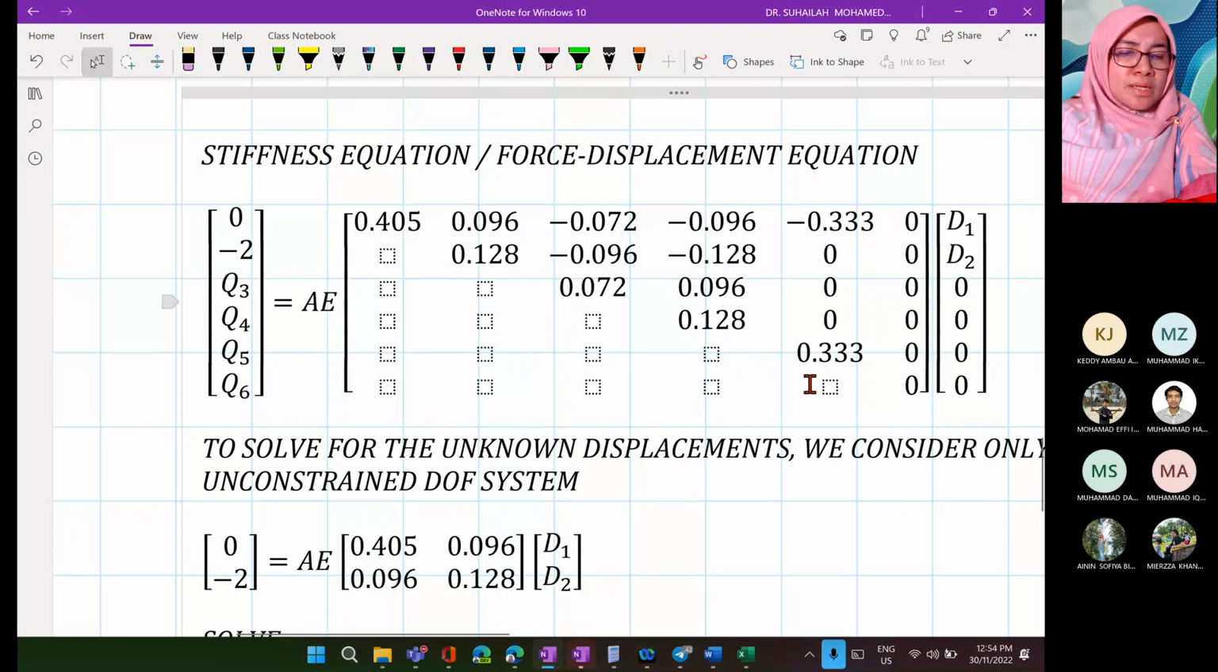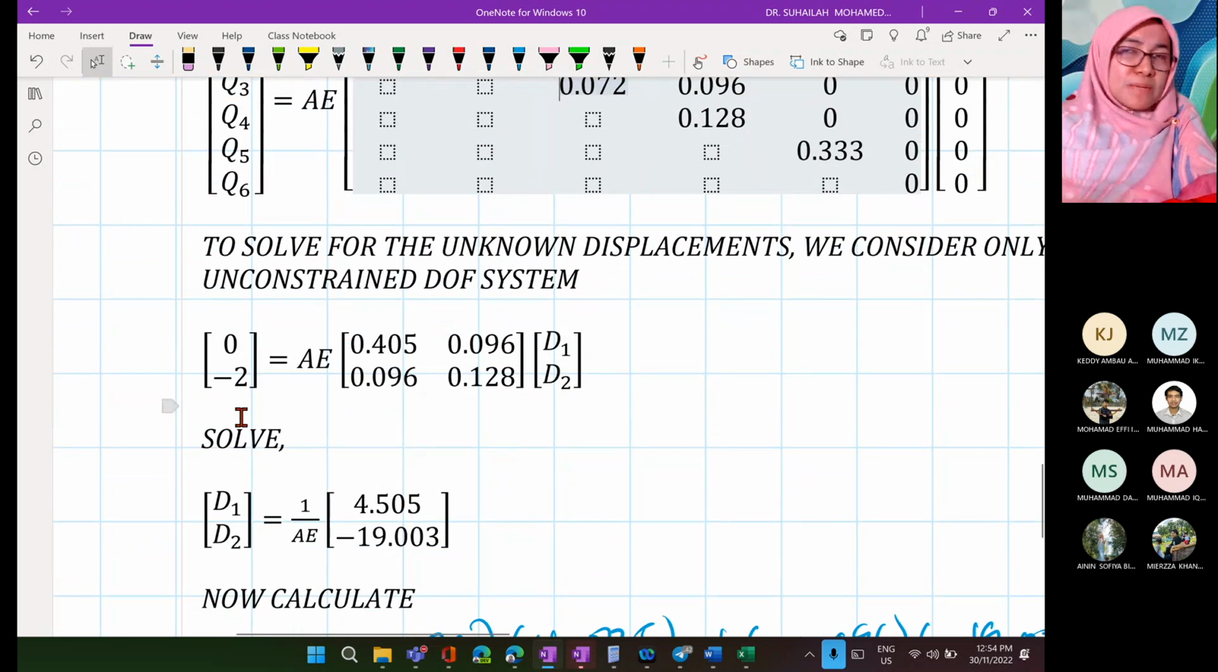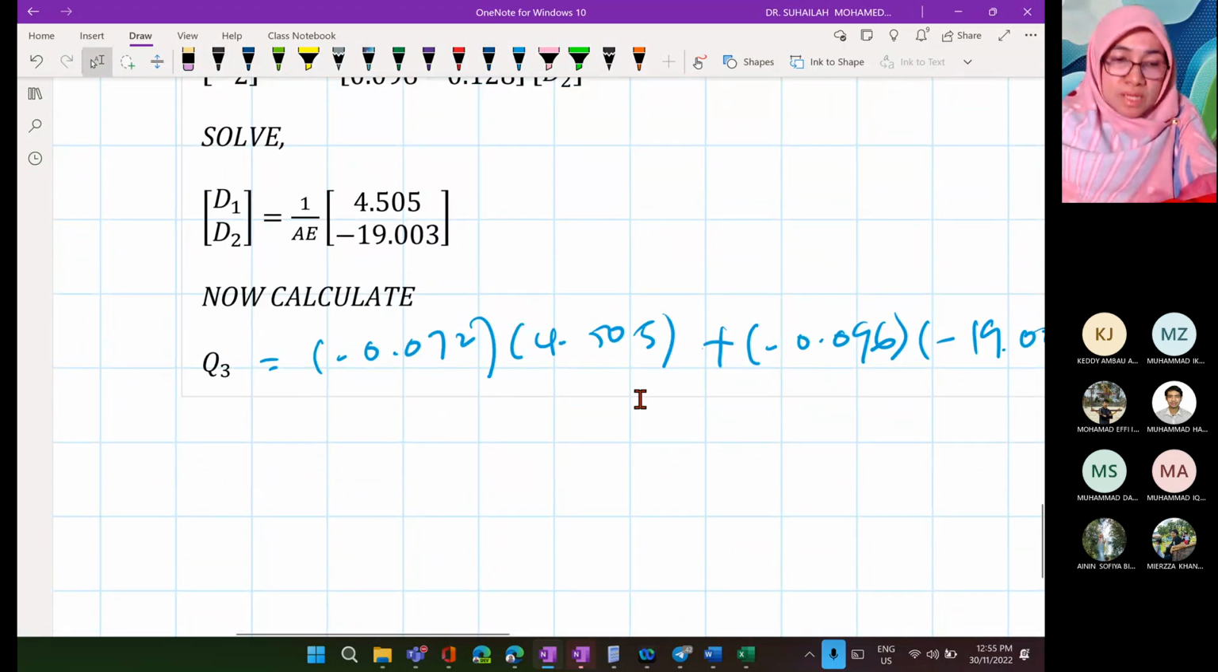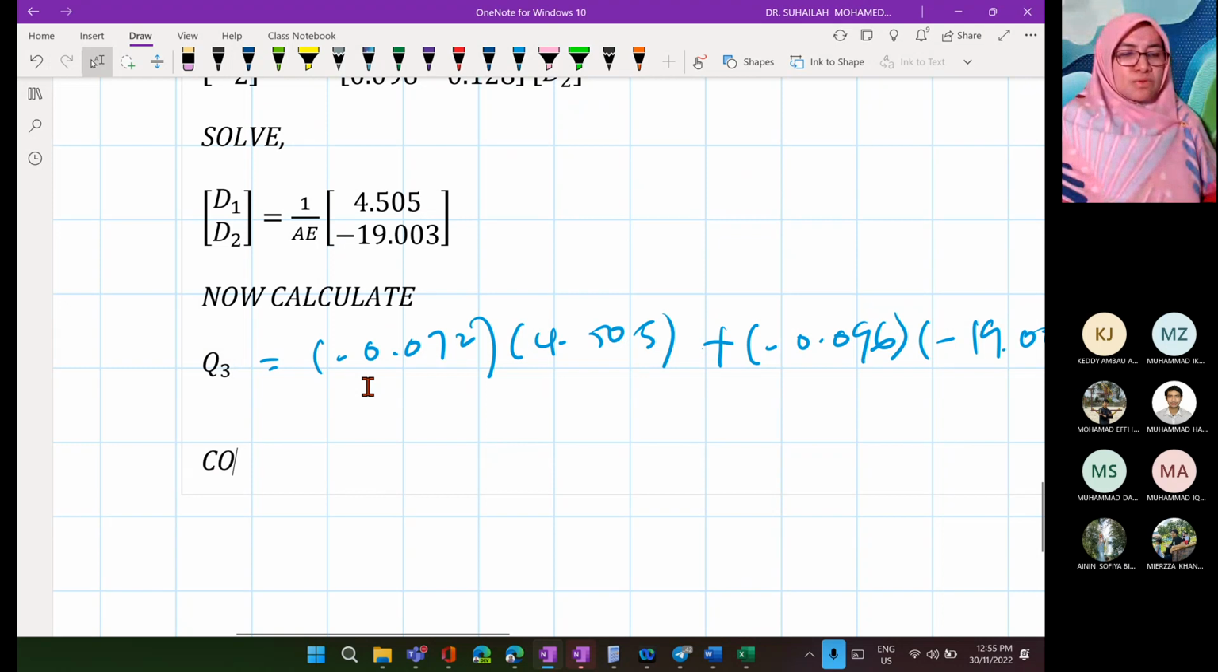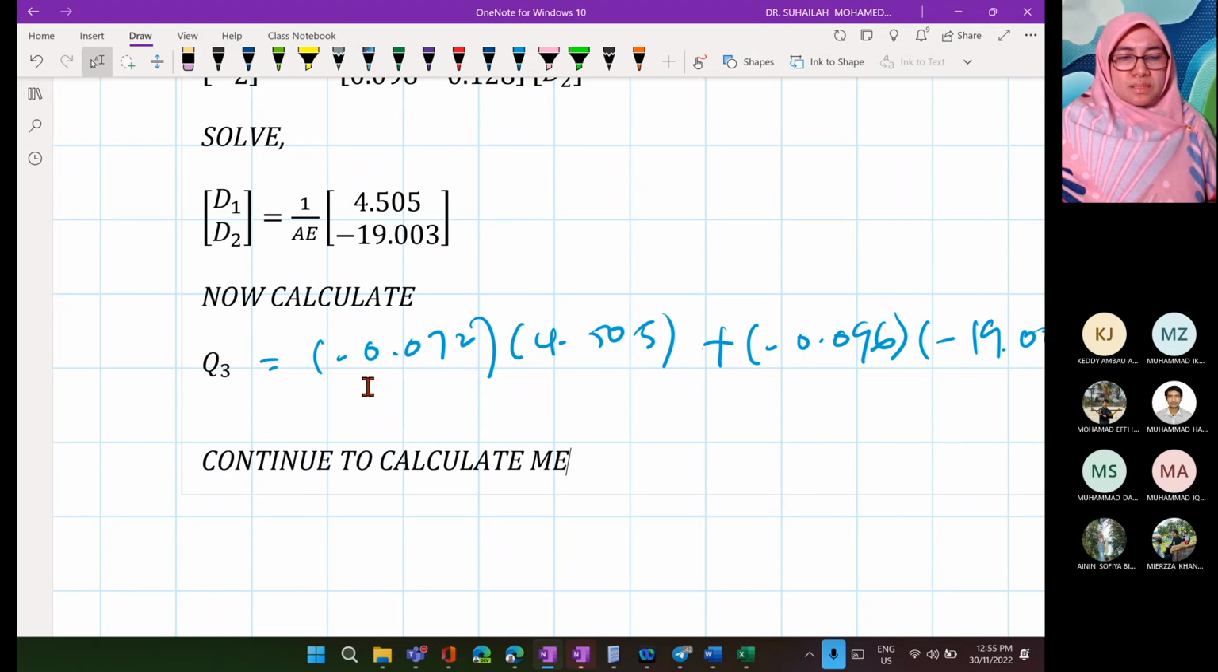Okay, and all this has value. So when we need to use this value, we just need to find the value from this. Carilah value tu kat atas ni. Okay. So solve using simple mathematical calculation. It is multiplication to find Q3 until Q6. Okay, Q3 until Q6. That is reaction at the support. And after that, we can continue to calculate member forces.